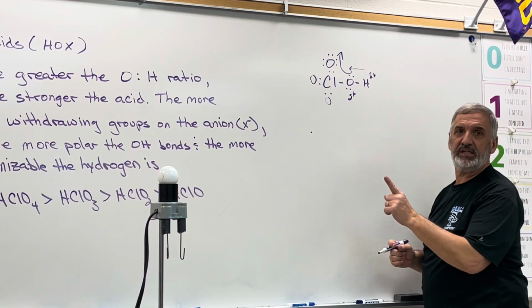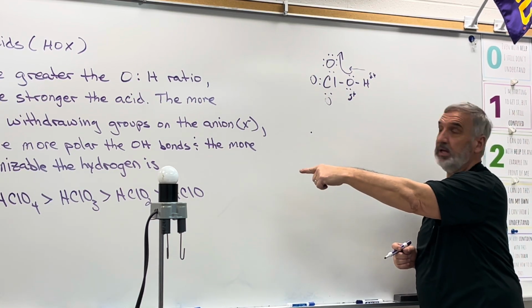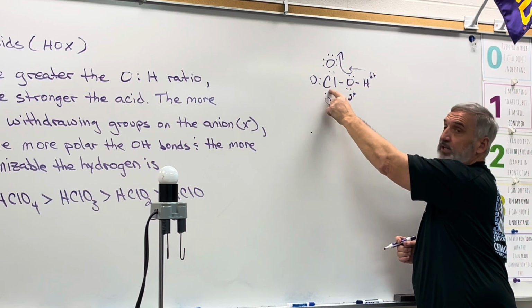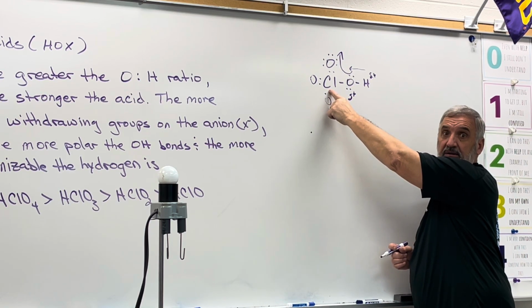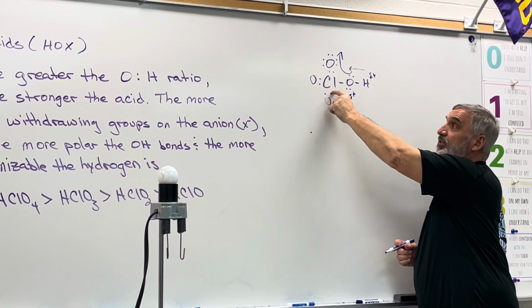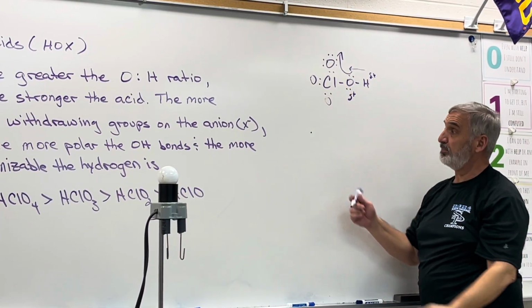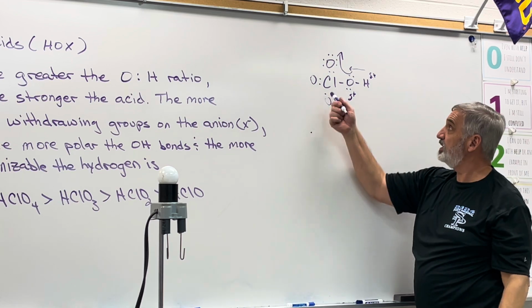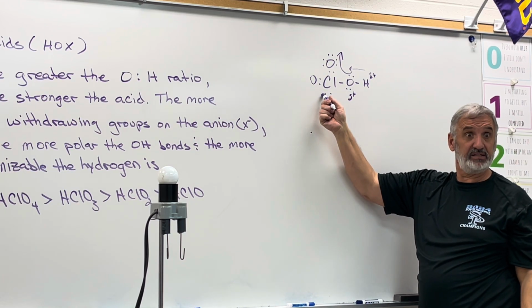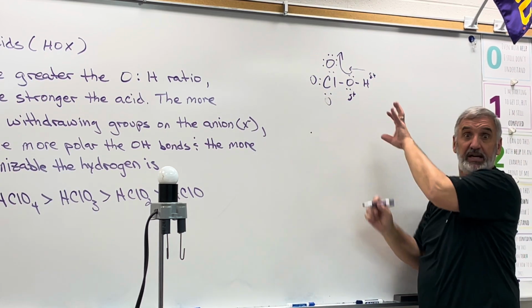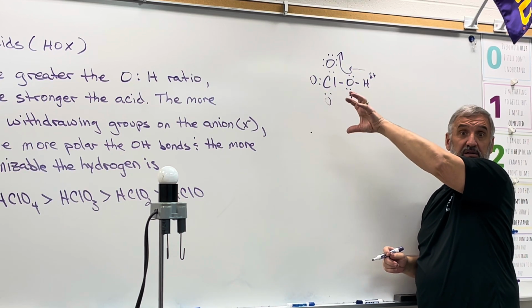Oxyacid, see the difference between that one and this one is that the hydrogen is on the oxygen, not on the X. So it's not about the electronegativity of the X, it's about how many things, how electronegative. Now, part B of this is that the more electronegative the X is, the more electron withdrawing it's going to be as well.